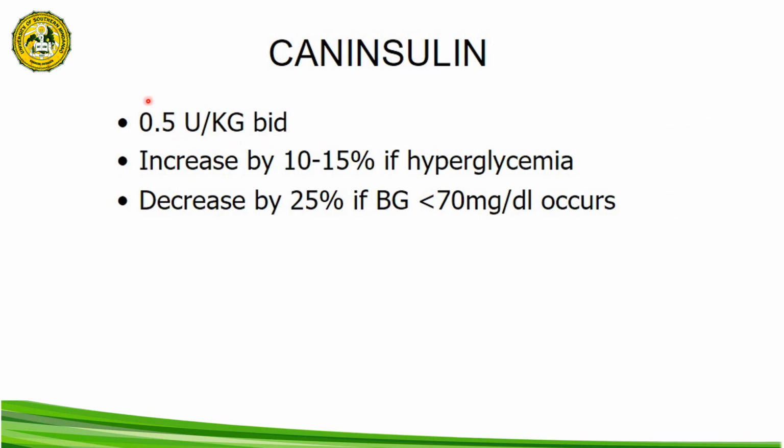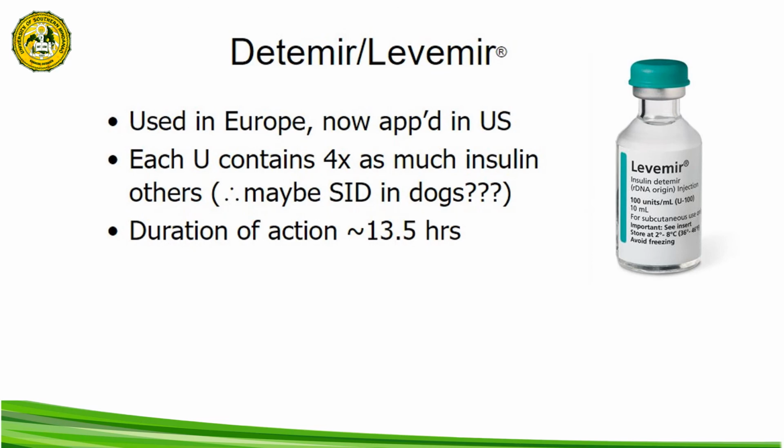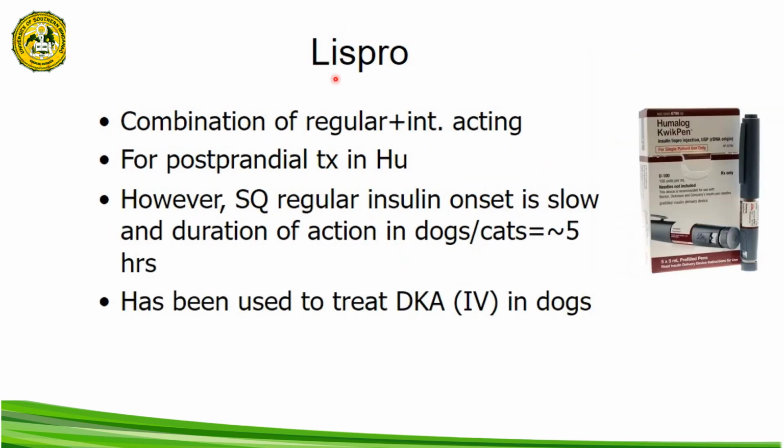So this is the dosing of Caninsulin, twice a day. It can be increased by 10 to 15% if there is hyperglycemia and decreased by 25% if the blood glucose is less than 70 milligrams per deciliter. Another drug that is used for diabetes mellitus is the Levemir. It is used in Europe and the US. Each unit contains about 4 times as much insulin as others, and the duration of action is about 13.5 hours. We also have the Lispro.